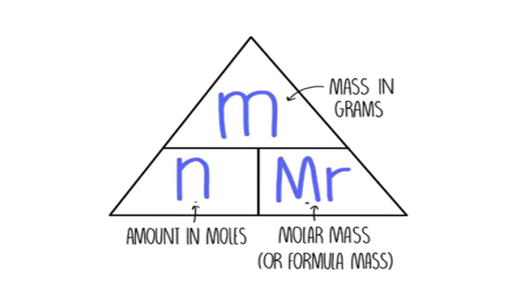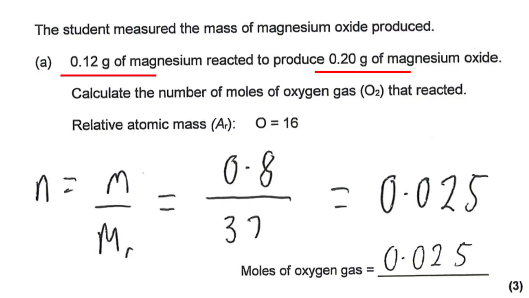So first one is reacting masses, and that uses our classic: number of moles is equal to the mass given to you in the question over the molecular mass of the element or compound. So here's some examples. 0.12 grams of magnesium reacted to produce 0.2 of magnesium oxide. When I subtract those 2 numbers, I get 0.8, okay, and then the molecular mass is 32, so there you go, 0.025, that is your answer, okay.